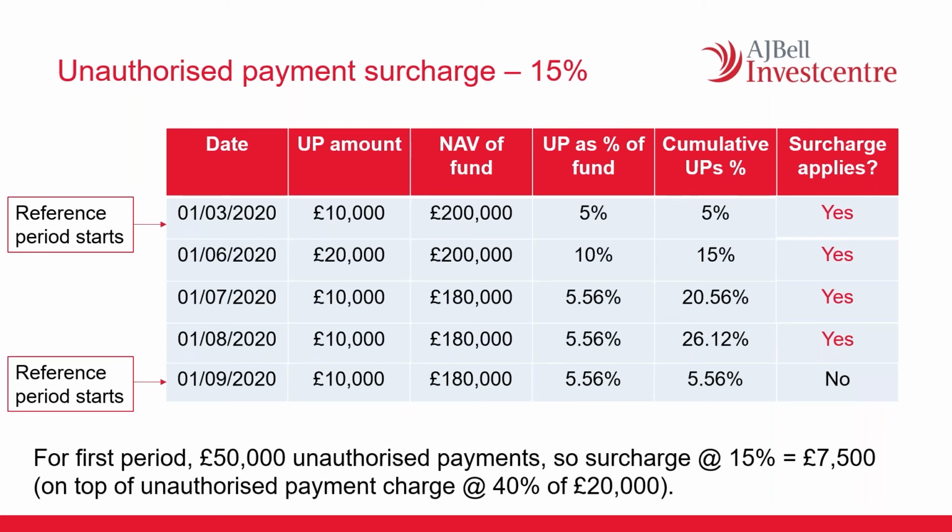So for the first period, from the 1st of March payment to the payment on the 1st of August, which triggered the surcharge, we've got a total of £50,000 of unauthorised payments. So the surcharge on that at 15% would be £7,500. Of course, that is on top of the unauthorised payment charge of £20,000 as well. So we have that extra charge.